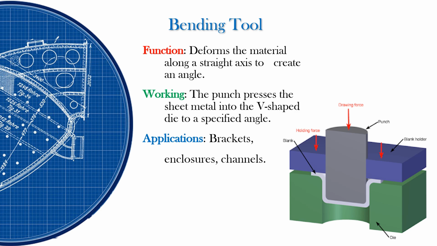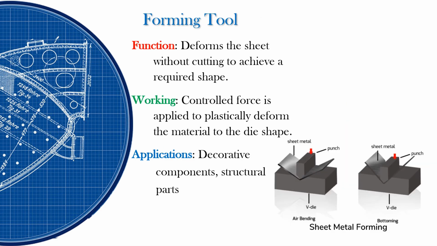Bending tool. Function: deforms the material along a straight axis to create an angle. Working: the punch presses the sheet metal into the V-shaped die to a specified angle. Applications: brackets, enclosures, channels.